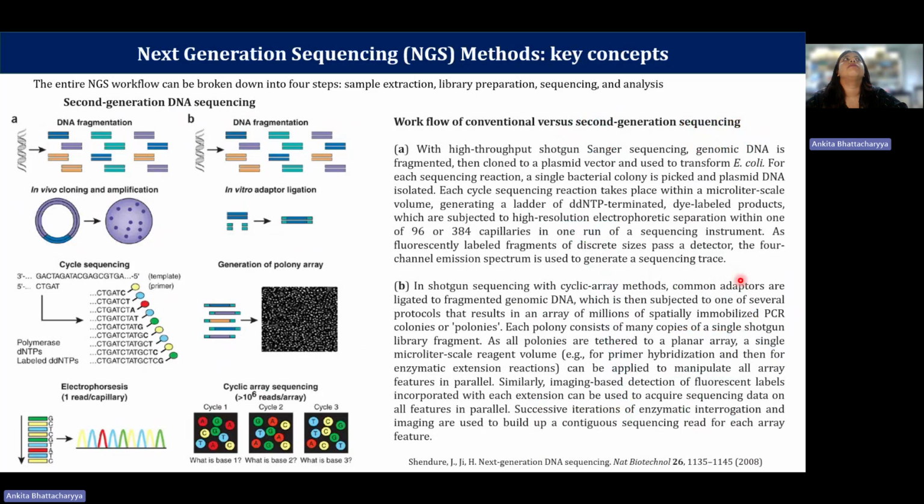Vaguely speaking, the entire NGS workflow can be broken down into four steps. First is preparing the sample, preparing the library, and finally analyzing it. So second generation DNA sequencing comes in at this point. You have fragmentation of the DNA, cloning into vectors, which are then transformed. Cycle sequencing is carried out, polymerase generation is carried out, electrophoresis is done, and then you can finally draw whatever conclusions it is that you wish to proceed with.